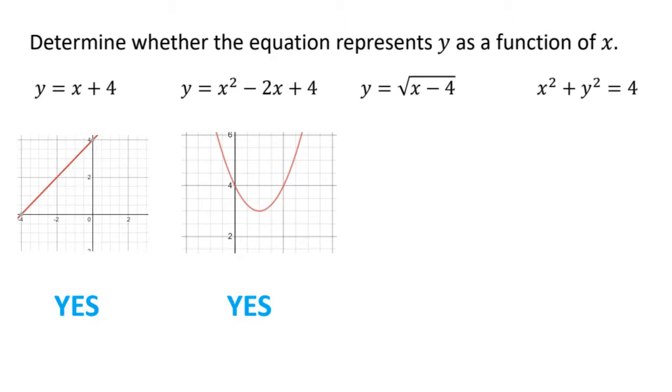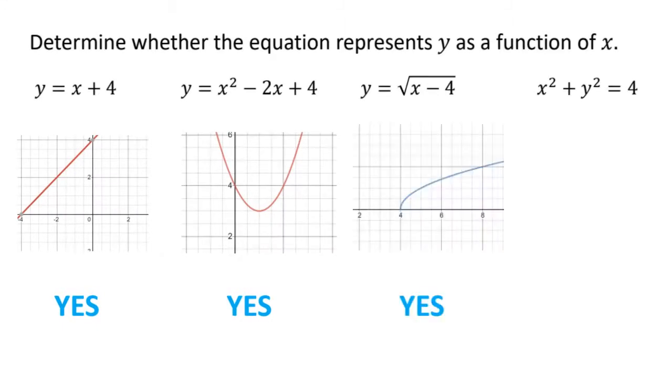Let's graph our square root function here. So this square root function is in this shape. Again, if I perform my imaginary vertical line to test that every x value corresponds to only one y value, this is true. It passes. My vertical line test passed. So hence, this is also a function.